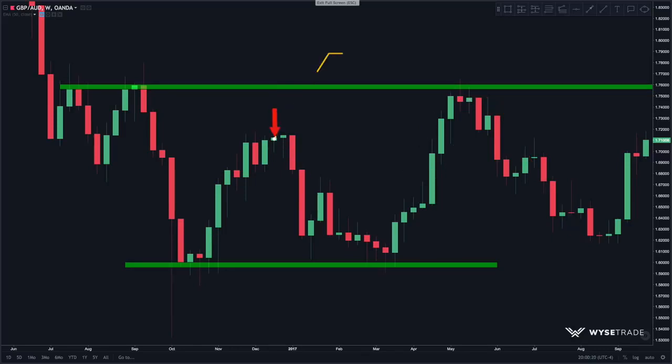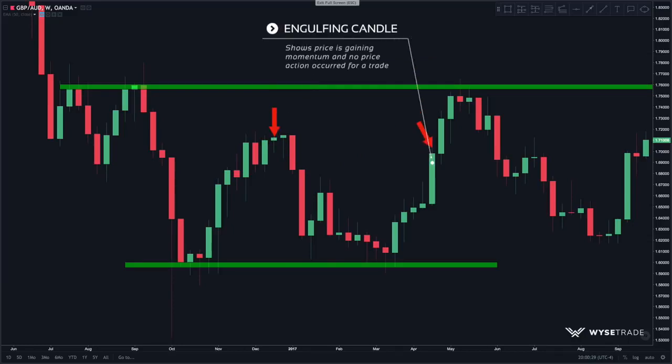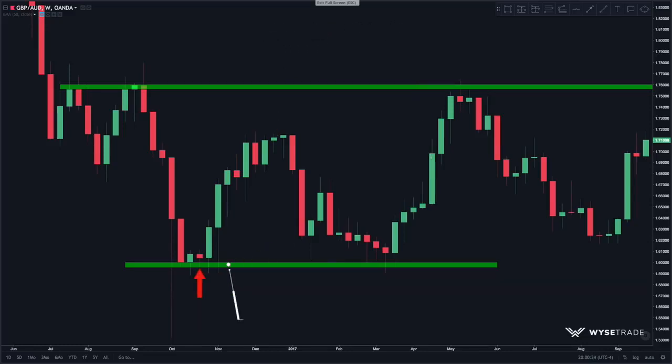So some traders might have noticed this level of resistance here, but look at what happens when price comes to this area. We have an engulfing candle and price broke right through, and there was no price action for a trade. Here along the bottom, we have a level of support here through this rejection.